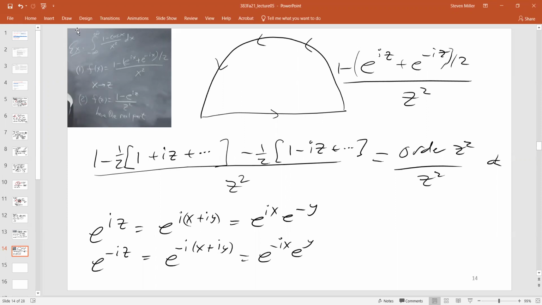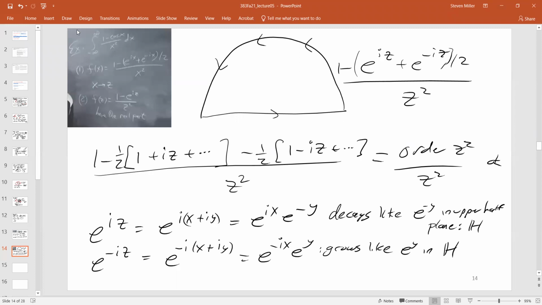As we go high in the upper half plane, it's decaying. We've got this e to the minus y. So this decays like e to the minus y in the upper half plane, which we often write as capital H. But this grows like e to the y in H.